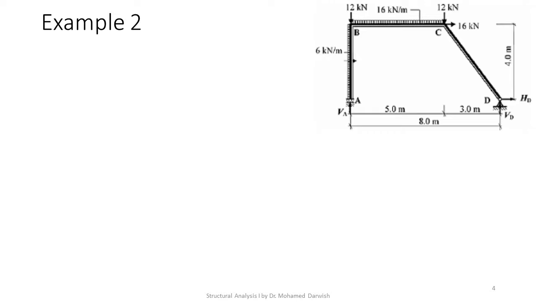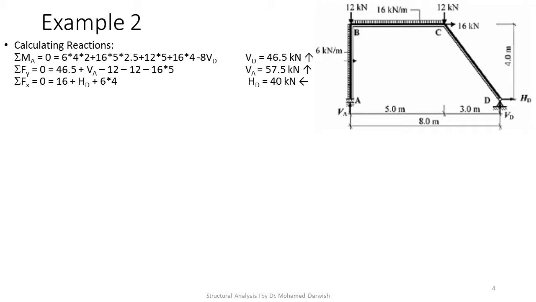Let's take a more complicated example. Here we have 3 members making a frame. So first we get the reactions. When calculating the reactions, sigma M_A equals 0: 6 times 4 times 2 plus 16 times 5 times 2.5 plus 12 times 5 plus 16 times 4 minus 8 Vd. So that gives us that Vd is equal to 46.5 kN.